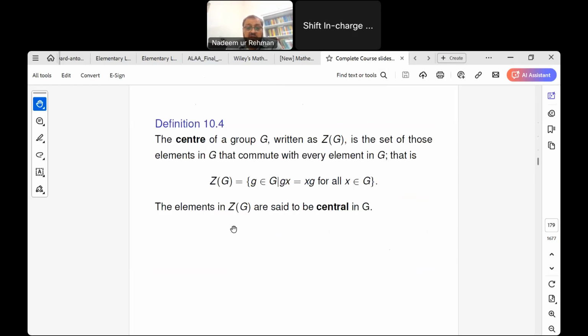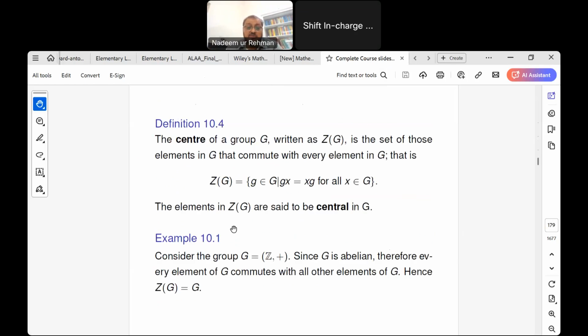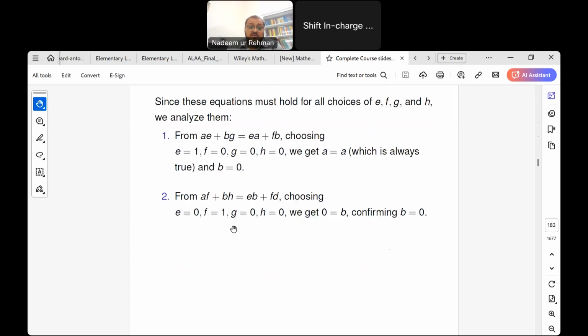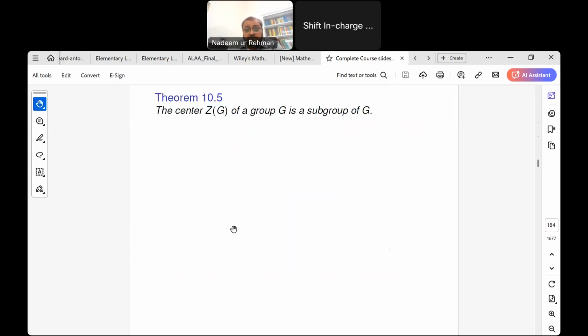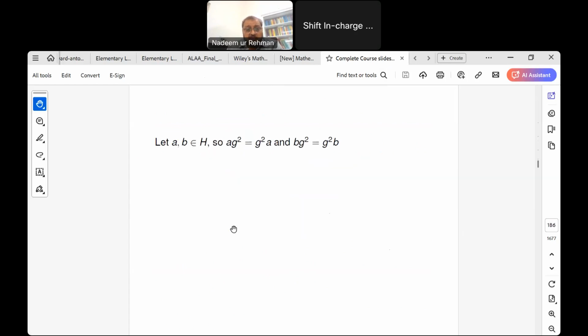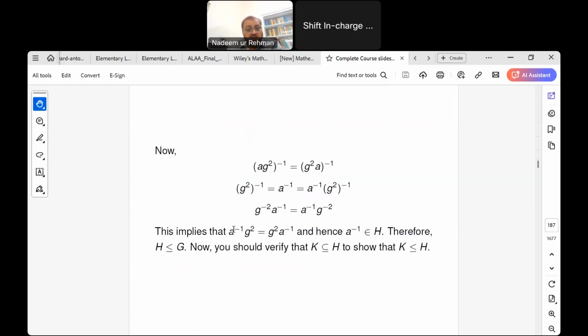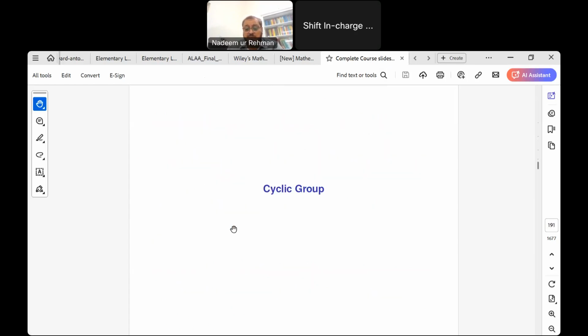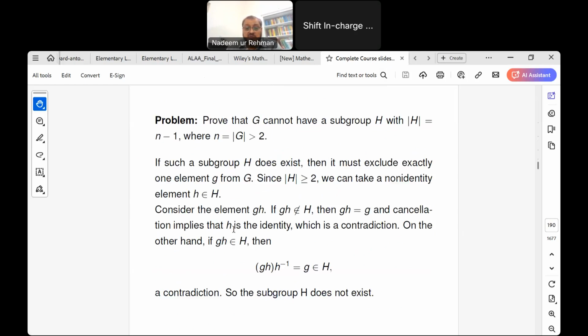Then we define the center of a group and show that the center of a group is a subgroup, and then we find the center of some groups. In particular, we find the center of GL2R, and also we discuss some other problems related to subgroups and provide complete solutions. Some of them I provide to you in this form.